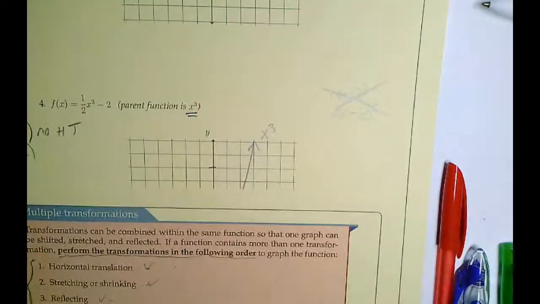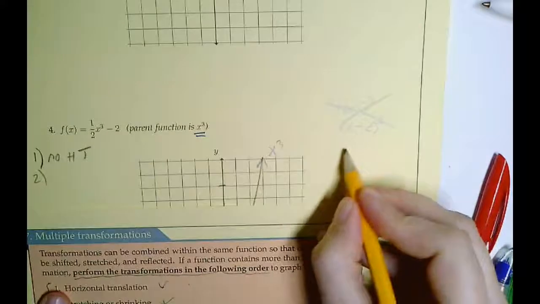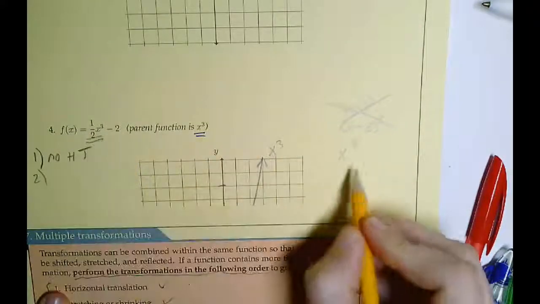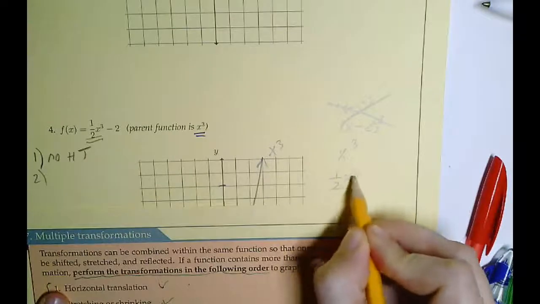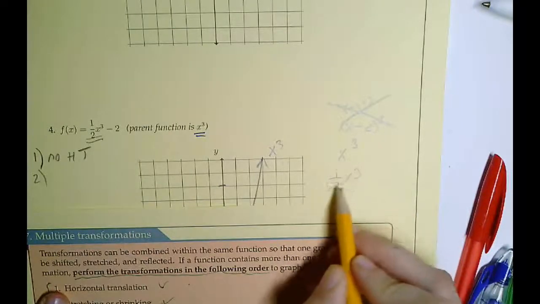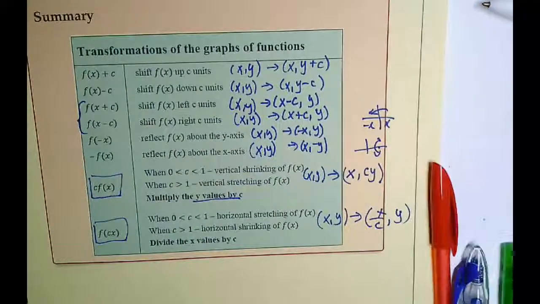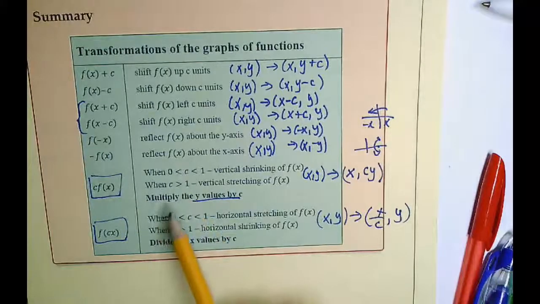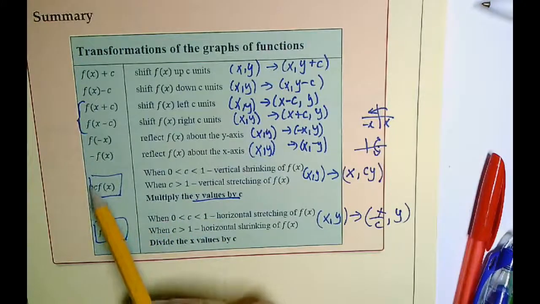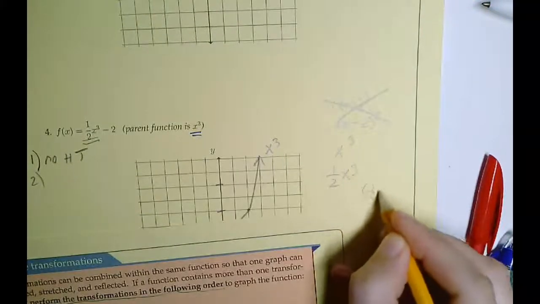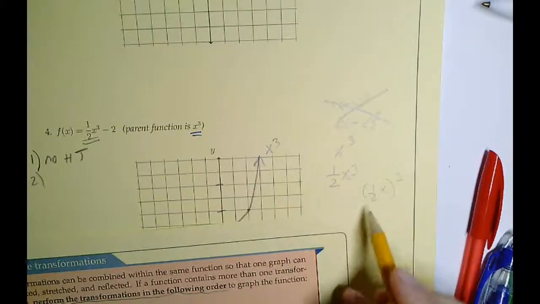So my parent function is x cubed, and I do have that 1/2 in front of it. So 1/2 x cubed, yes, the function is multiplied by 1/2. So what kind of stretching or shrinking do we have? Well, the 1/2 is on the outside. It's not like this 1/2 x and everything cubed.